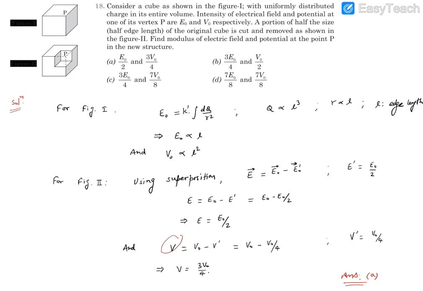So the net potential after removal is going to be the original minus the removed. Potential depends on L square. So the removed portion potential is going to be proportional to L by 2 square. L by 2 square is 1/4, so it will become V naught by 4. So we can substitute V dash as V naught by 4, which turns out to be 3 V naught by 4. Hence our answer: the new field is going to be E naught by 2, and the new potential at that point is going to be 3 V naught by 4. Both answers are given in option A. Hence A is the perfectly correct response. Thank you.